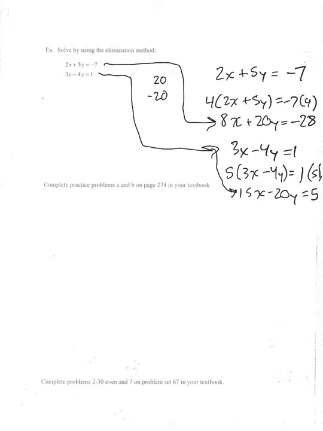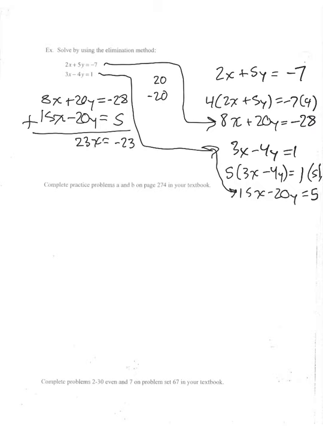So now I'm just going to rewrite my equivalent equations on top of each other. 8x plus 20y equals negative 28. And 15x minus 20y equals 5. Add these up. Negative 28 plus 5 is negative 23. 20y plus negative 20y is 0. 8x plus 15x is 23x. And what we're going to do is get x equals negative 1.